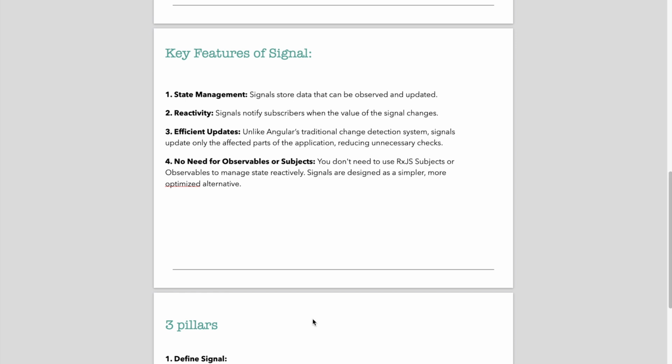Efficient update. Before signals, whenever any change happened on the component or HTML side, it updated the complete component itself. It means if a value A has been updated to 5, it will update the complete component even if the other parts of the component have not changed. With the signal, it only updates the affected parts of the application, and that is the reason the performance improves.